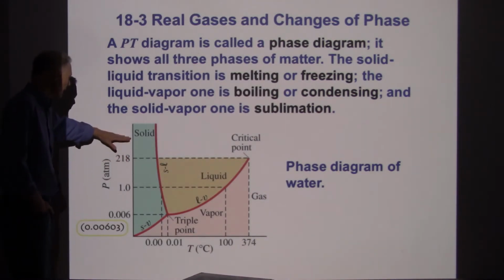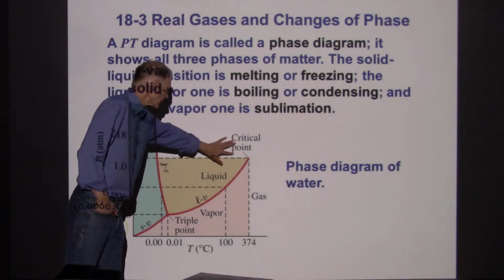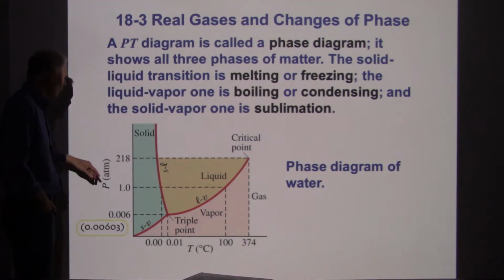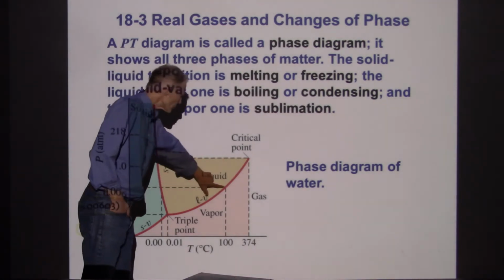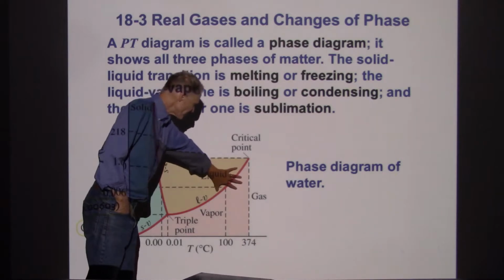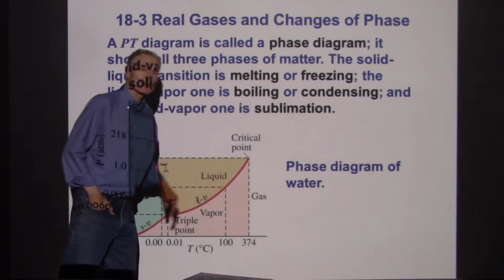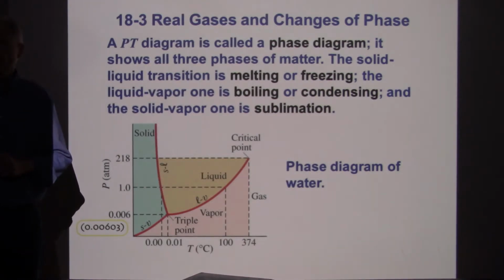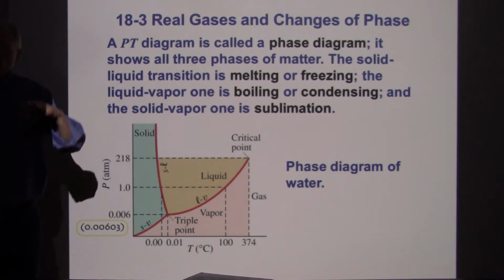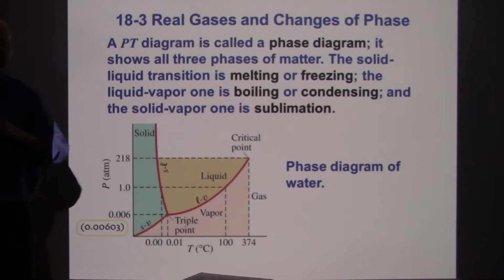Now, what would happen if we went to a high pressure? What if we went up above what's called the critical pressure? When we went at 1 atmosphere and we walked over and we got to a certain temperature, there was a distinct phase transition where liquid turned into vapor. And we know the difference between liquid water and water vapor.